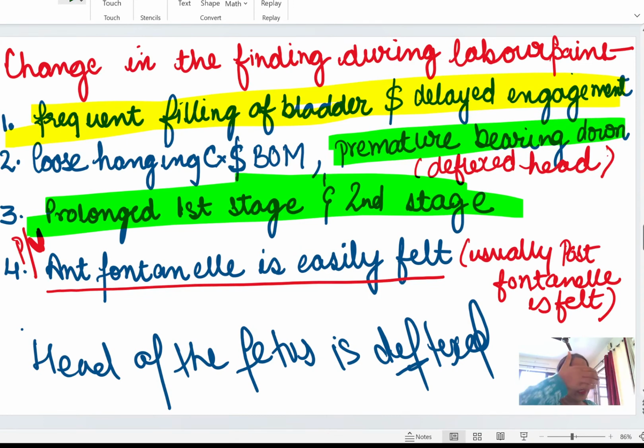Beta, again simple thing. In occipito-posterior, see here, the face is in front of the bladder, right? The face is in front of the bladder, and this forehead gives the pressure. The forehead presses it.